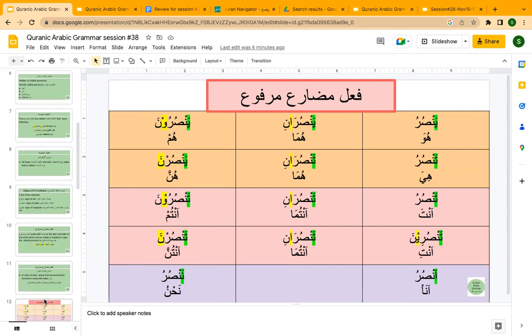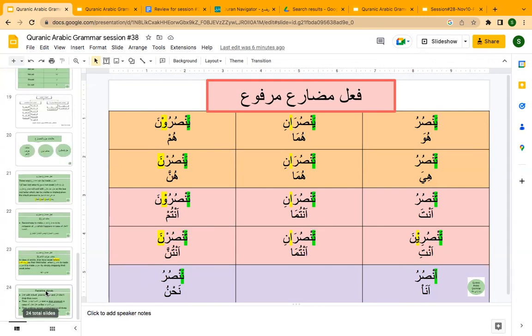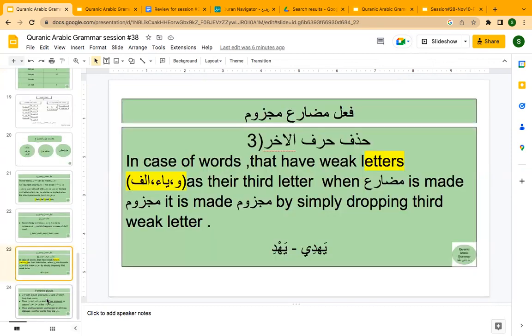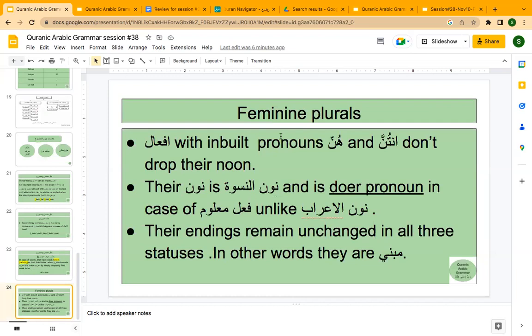If someone remembers, well and good. If you don't, I can tell you. If something has a fixed ending, it is mabni. Very well done. So yes, it is mabni. So af'al with inbuilt pronouns, hunna and antunna, don't drop their noon.